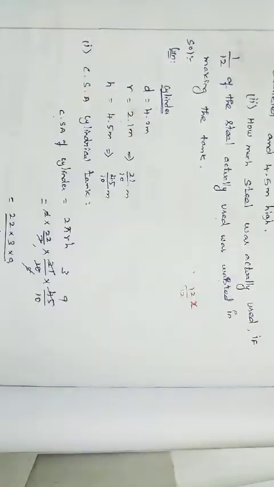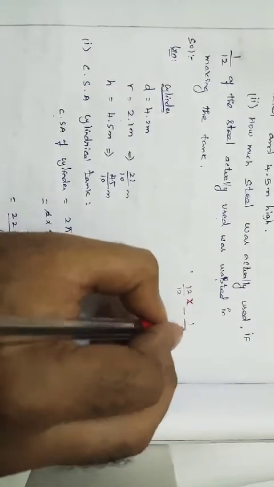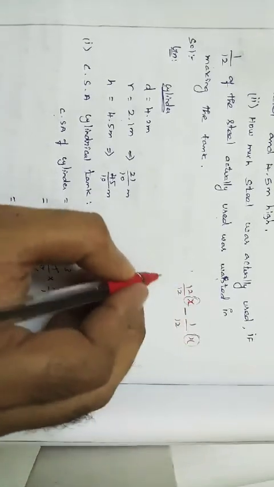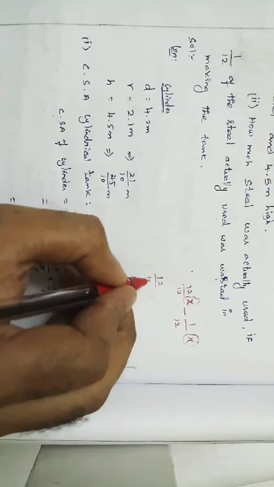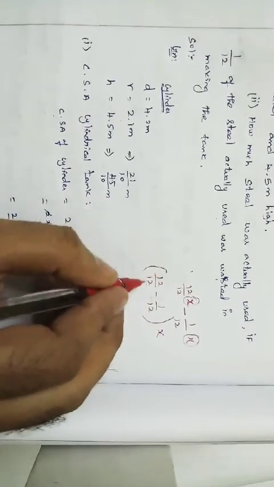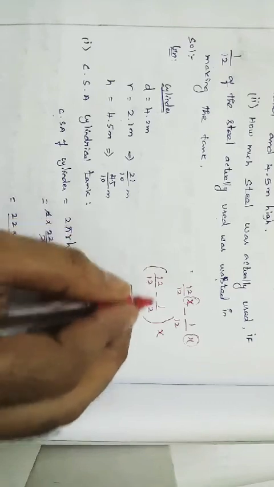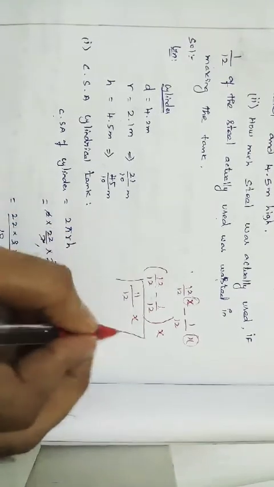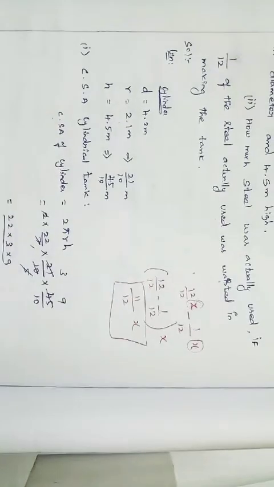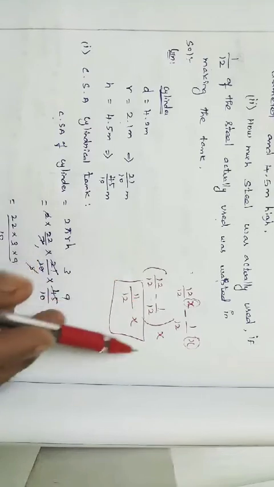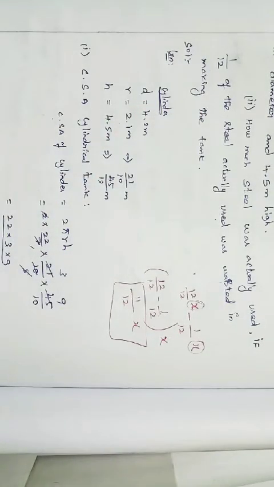So we have to subtract: minus 1 by 12 of x. See that x is common, just take it outside. So 12 by 12 minus 1 by 12 of x is equal to, 12 is common, writing only once, 12 minus 1, 11 by 12 of x. What is 11 by 12 of x here? It's nothing but the steel used for making the petrol tank.